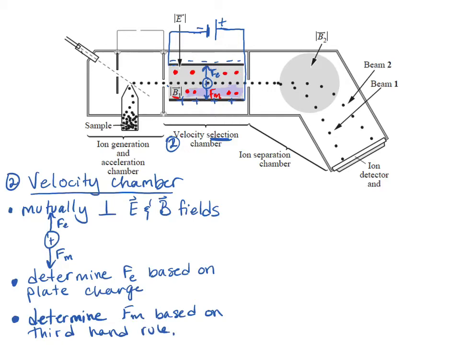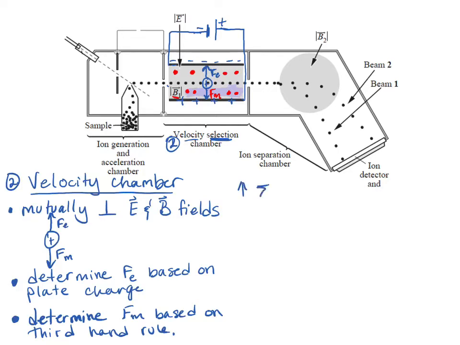And then here, since we have two equal and opposite forces, this is just going to have a nice constant velocity through this chamber. That's why it's a velocity selection chamber, not an acceleration selection chamber. What does that mean? It means that the net force is 0 because we don't have any acceleration.